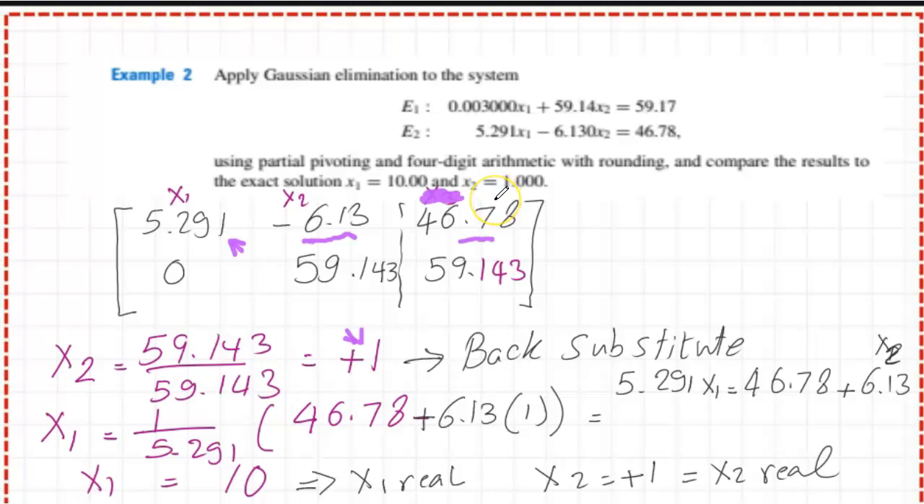So by row exchange, we used the first type, which is partial pivoting. We selected the maximum absolute value of a sub 11 and a sub 21, and we decided that a sub 21 being bigger than a sub 11, we are going to make a row exchange. We shifted the second equation to become the first equation, and we proceeded to evaluate the values of x1 and x2.